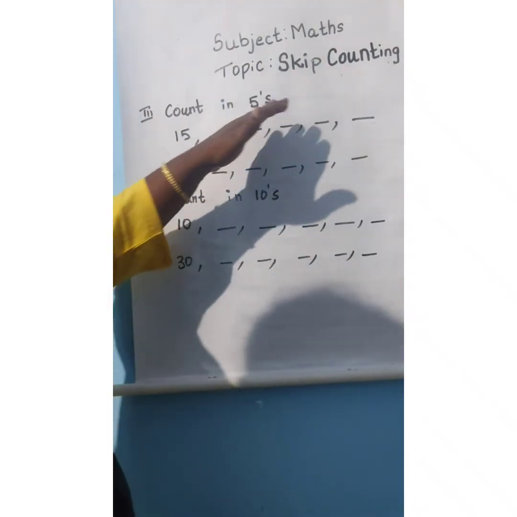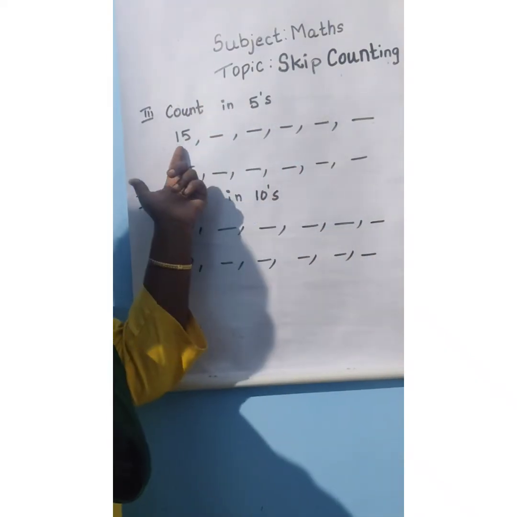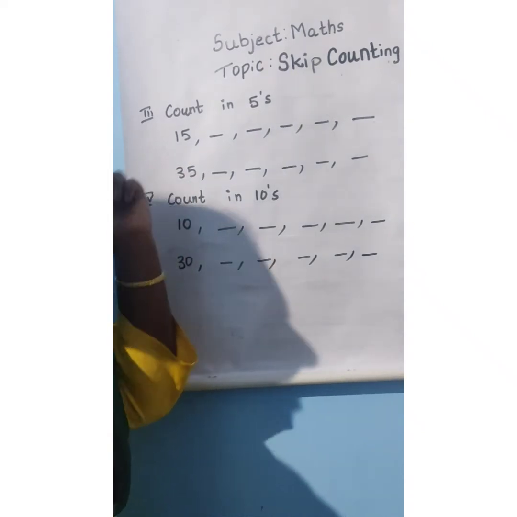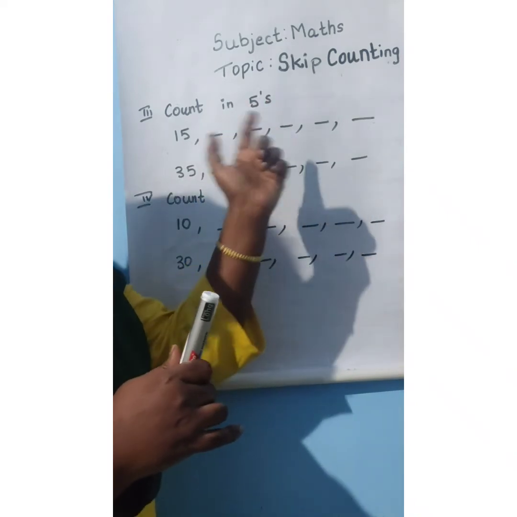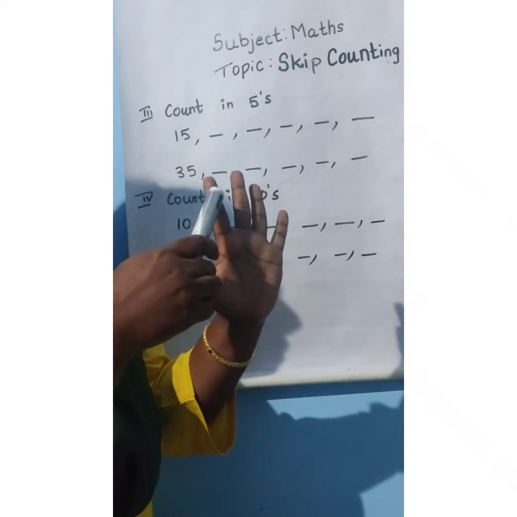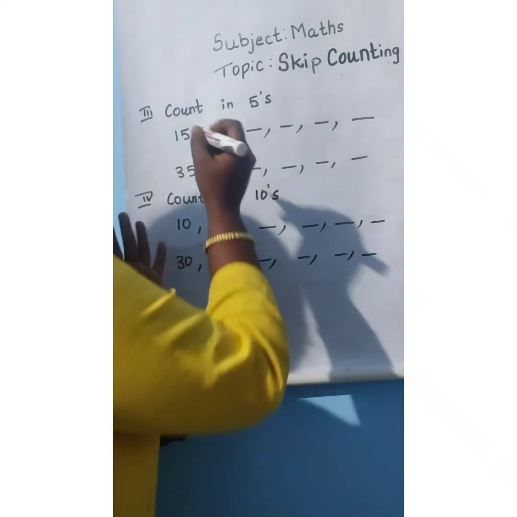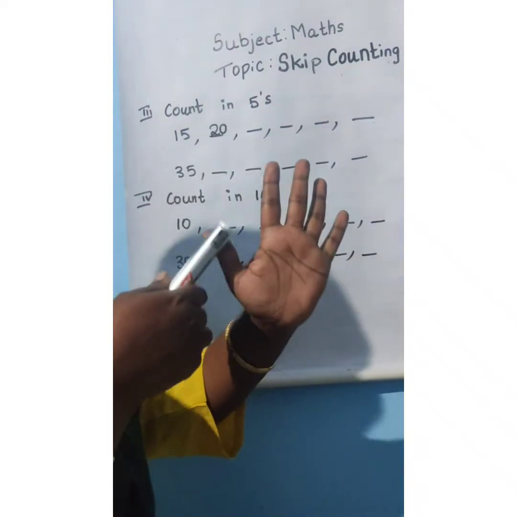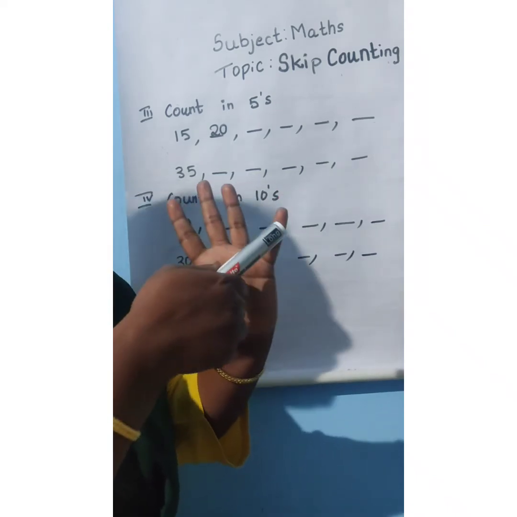One is count in 5s. So you have to count 5 numbers. What is the first number given here? 15. So after 15, show 5 fingers because it is count in 5s. You have to show 5 fingers: 16, 17, 18, 19, 20. So write here 20. Next is 21, 22, 23, 24, 25.